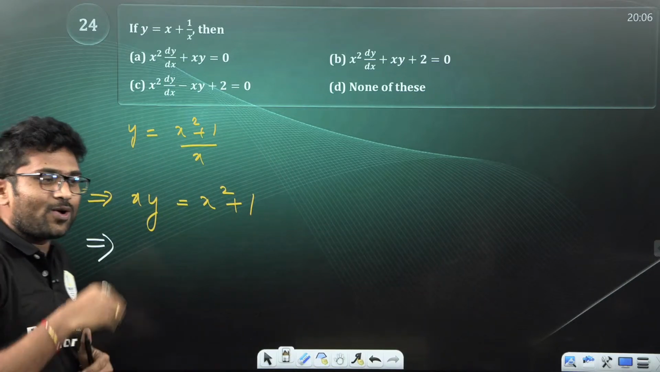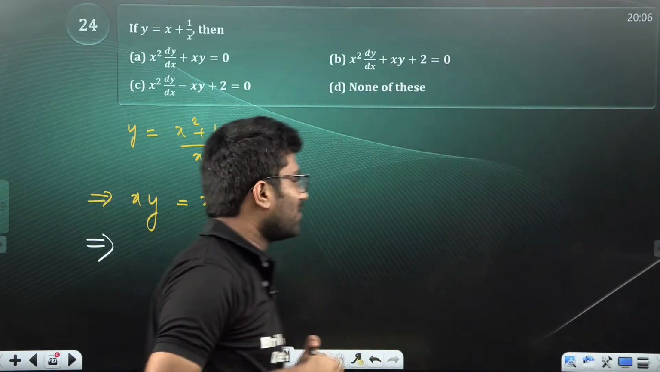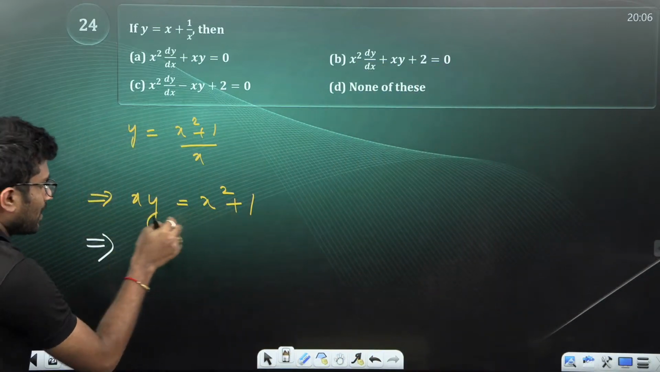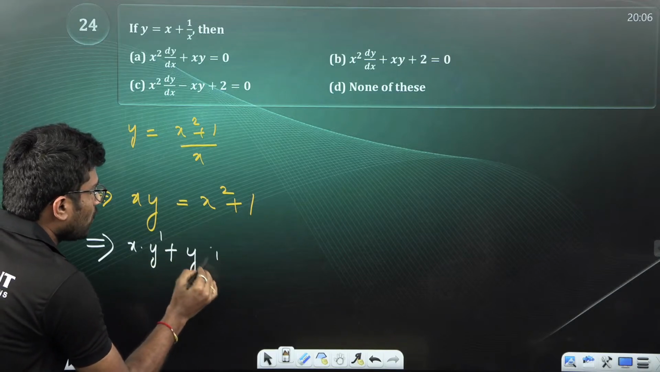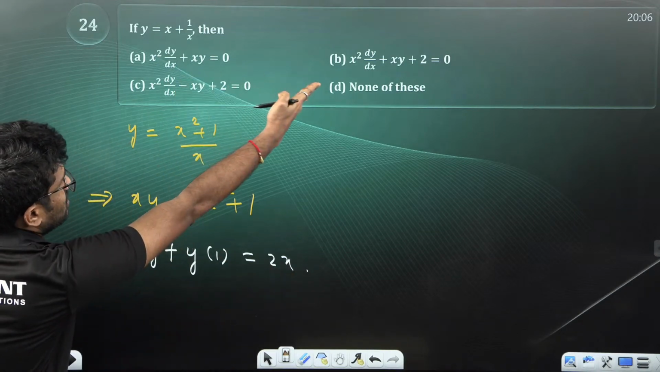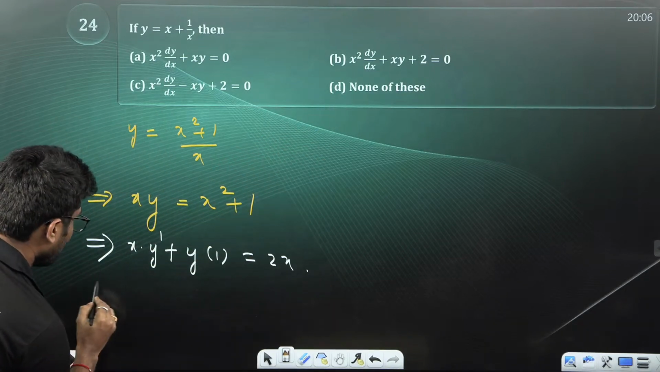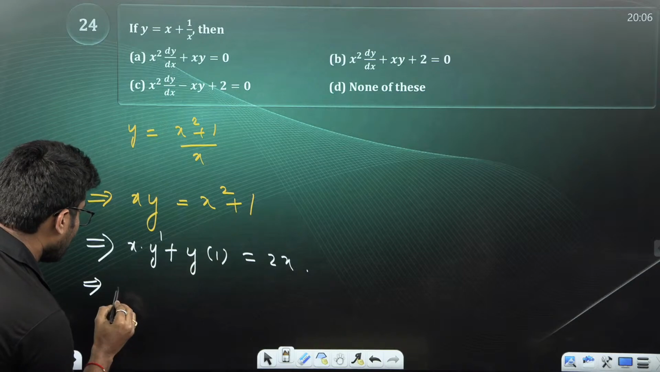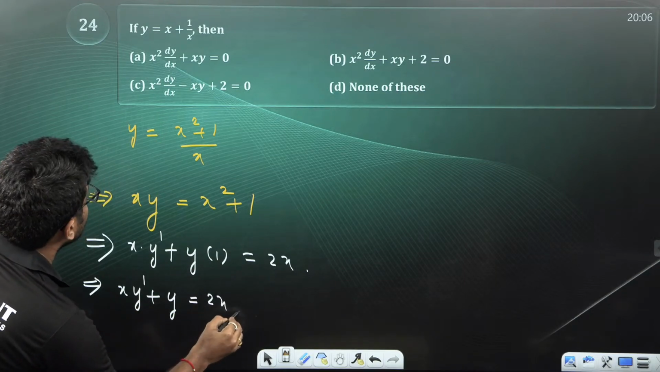Now you differentiate both sides with respect to x. Very good, Nagaraj. This is the UV rule. For x into y dash plus y into, for x it is 1, that's it, is equal to 2x. Now you see how you got such a beautiful equation. You will be getting it. So directly you get x into y dash plus y is equal to 2x.